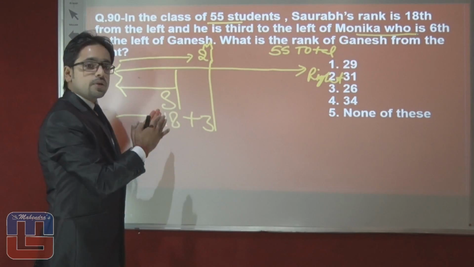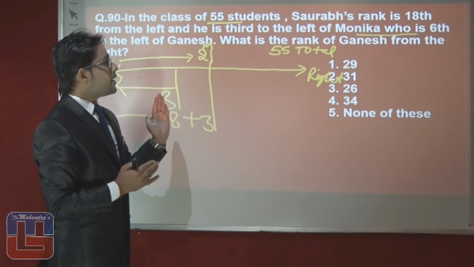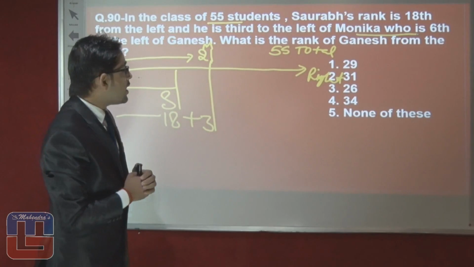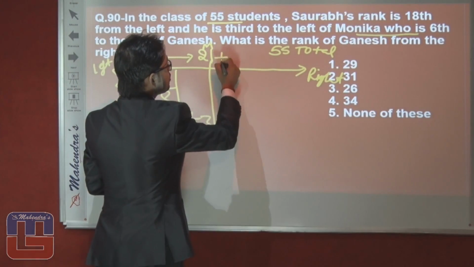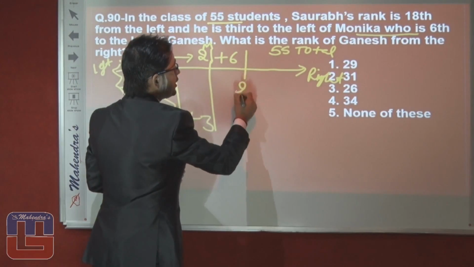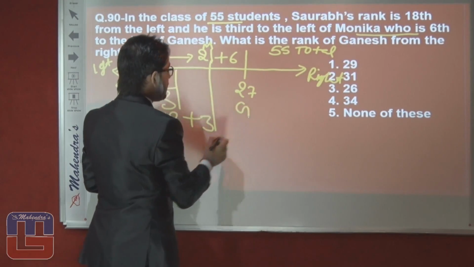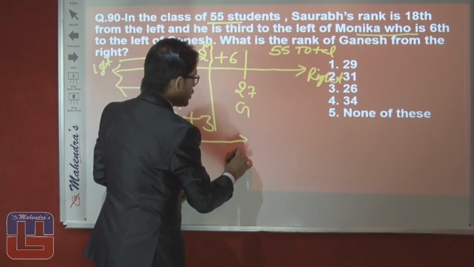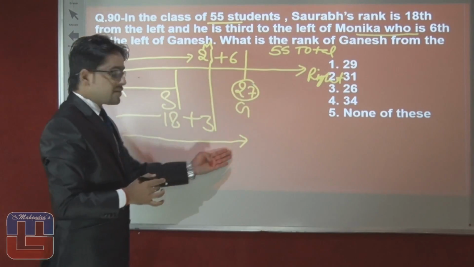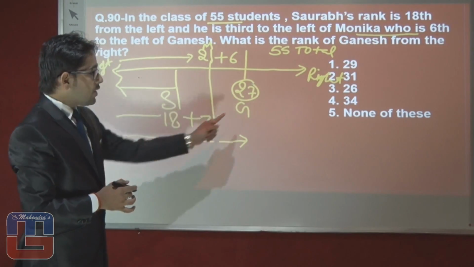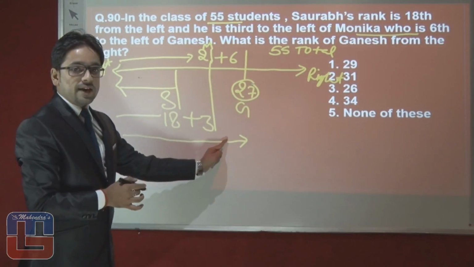The next statement is saying Monika is 6 to the left of Ganesh. If Monika is 6 to the left of Ganesh, it means Ganesh is 6 to the right of Monika. If we move towards Monika's right, then the answer will be 27. So we can say that the position of Ganesh is 27 from the left-hand side, as you can see here.